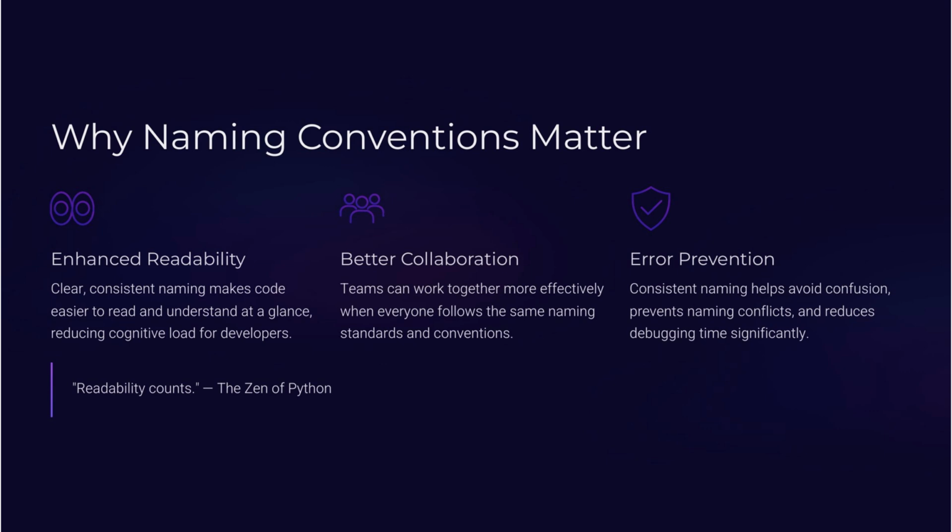Naming conventions enhance readability by making code intuitive, reducing cognitive load. They improve collaboration, ensuring everyone adheres to the same standards. Consistency prevents errors, minimizes naming conflicts, and cuts debugging time. As the Zen of Python states, readability counts.